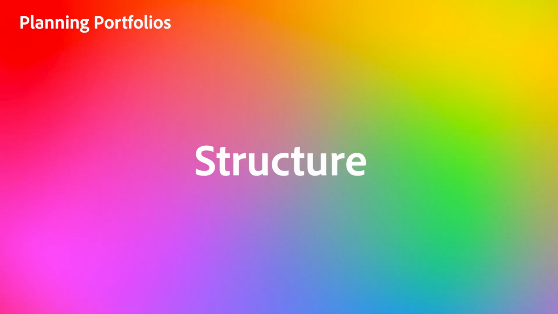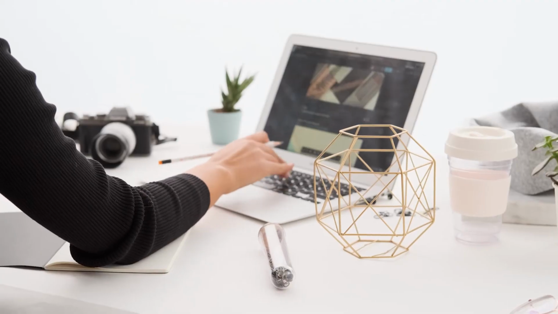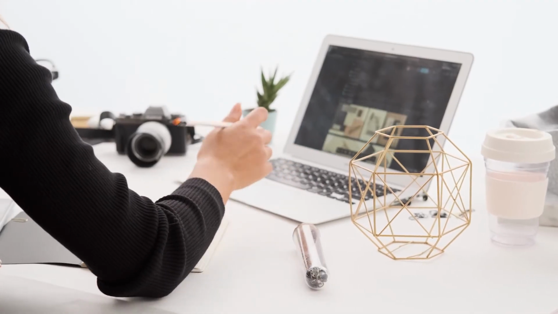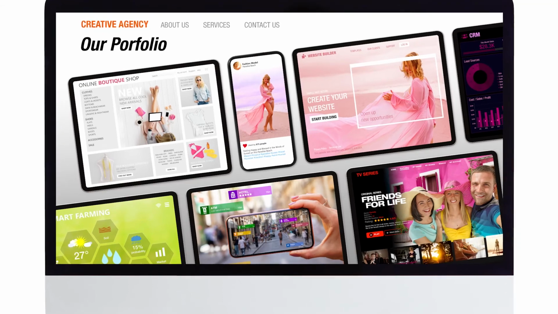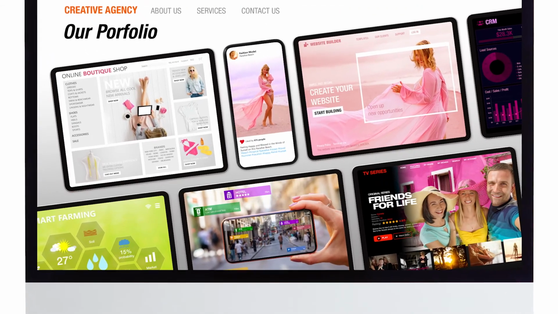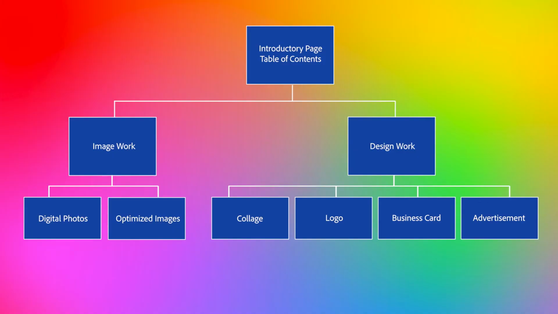Structure. Does the portfolio have a clear structure or narrative? What story is this collection of projects, media, and content trying to tell? Perhaps the student's material might be best presented in a particular order to show progress or development over time.